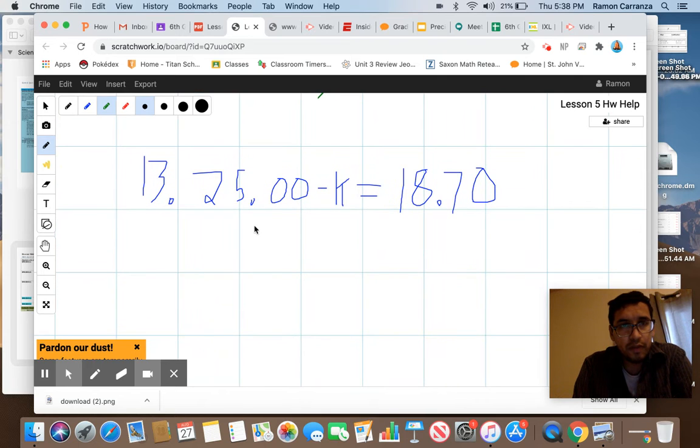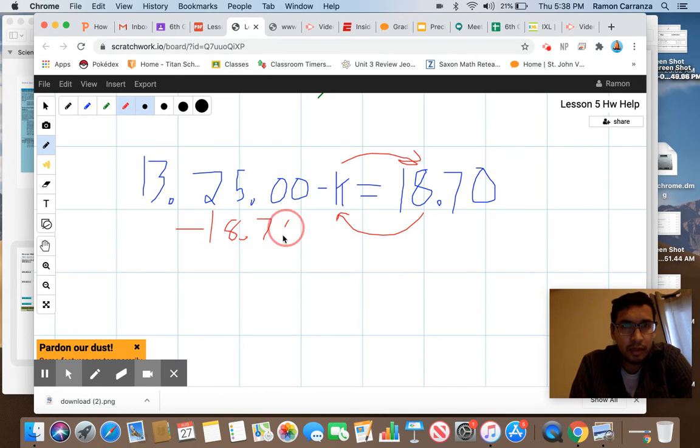Here for 13, we have $25 minus k equals $18.70. So obviously we started with $25. We spent some amount of it. Now we only have $18.70 left. Since the subtrahend is a variable, we use our quote-unquote trick here, which is just a matter of swapping these. So now we have $25.00, and we're going to subtract $18.70. And the difference is going to be our solution, which in this case is going to be the amount that we spent with k.